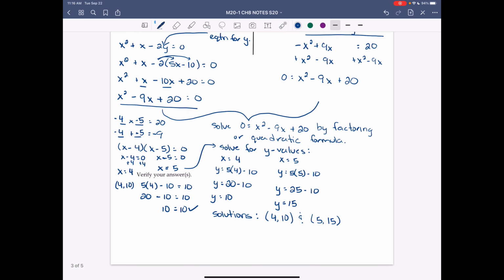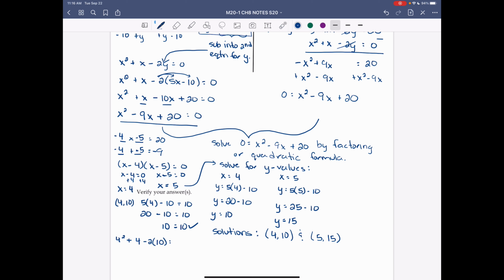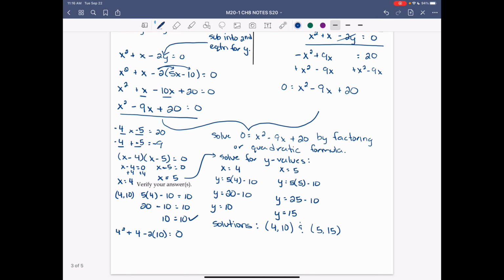That's true. Now for the quadratic, x squared plus x minus 2y equals 0. X squared, so 4 squared, plus x, which is 4, minus 2y, which is 10, so 2 times 10, equals 0. That gives us 4 squared is 16, plus 4 minus 20 equals 0. This is 20 minus 20 equals 0, 0 equals 0. True.